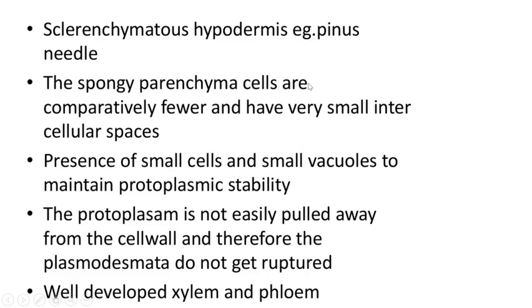The spongy parenchyma cells are comparatively fewer and have very small intercellular spaces. Presence of small cells and small vacuoles to maintain protoplasmic stability. The protoplasm is not easily pulled away from the cell wall and therefore the plasmodesmata do not get ruptured. Well development of xylem and the phloem.